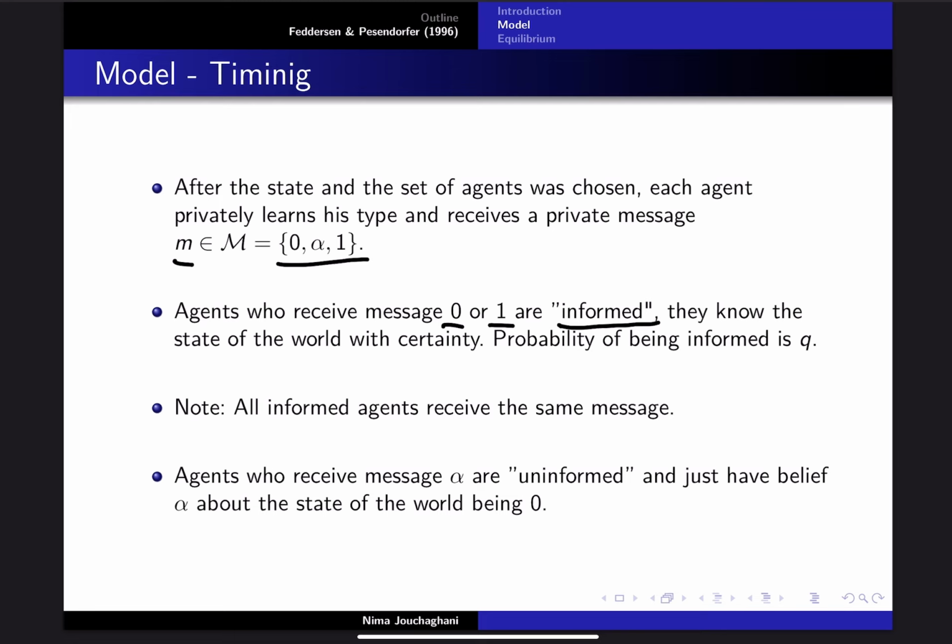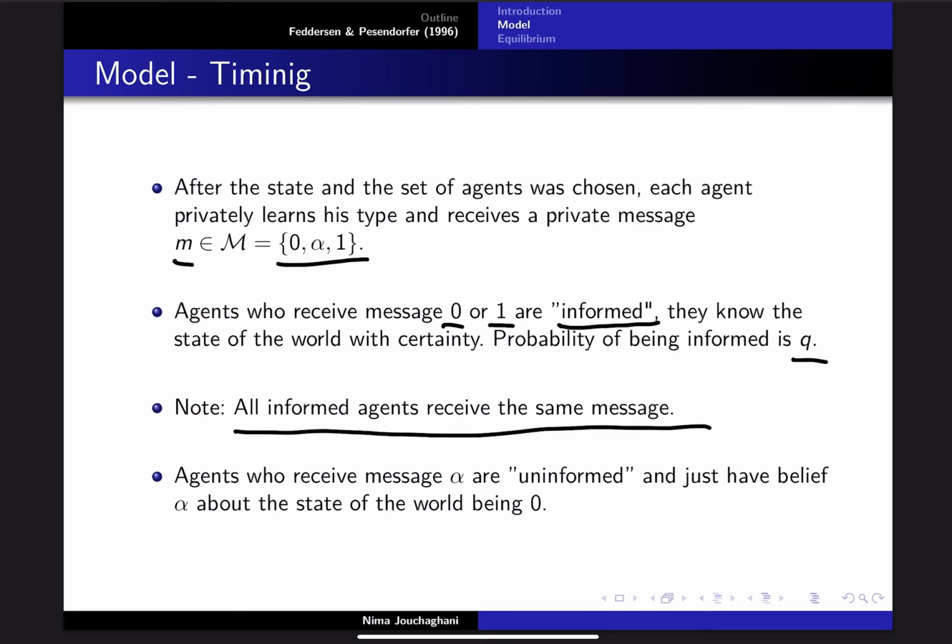The probability of being informed is equal to Q. Keep in mind that all informed agents receive the same message, because the message that they receive is the truth about the state of the world, and there would be a contradiction if there were different truths about the state of the world, if all uncertainty is resolved.